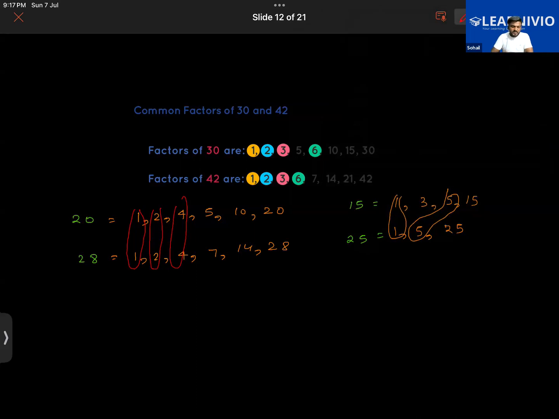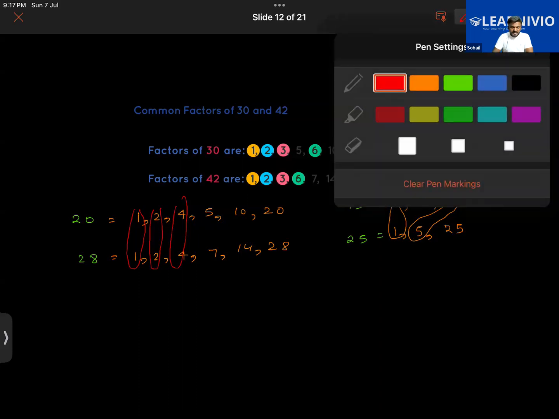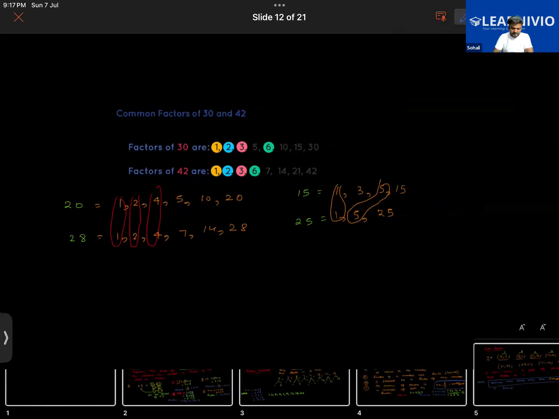Yes. Okay. Also, in this image, you look at the numbers 18 and 42. Following are the factors, and following are the factors of 42. Now look at the common factors. 1, 2, 3, and 6 are common factors of the two. Okay. Now there's another interesting thing which we are going to learn here.